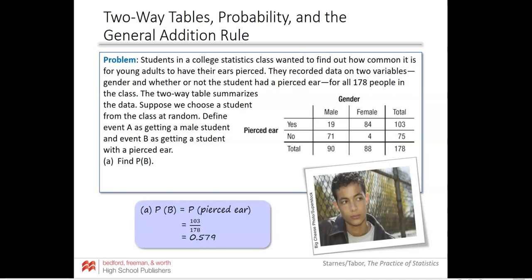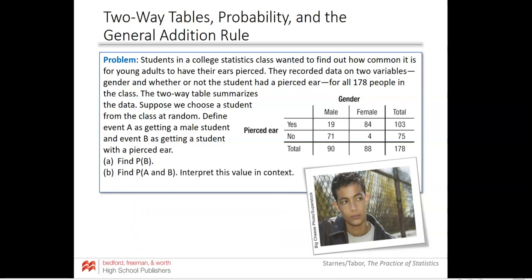Get your calculator out. By the way, I'd probably accept both answers. If you wrote 103 over 178, simplified, that's good. If you wrote 0.579, that's good as well. Or 57.9%. All those are good.